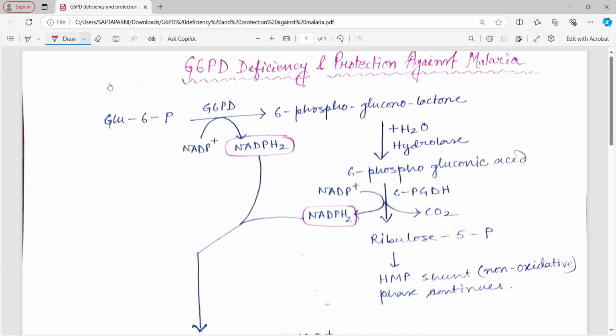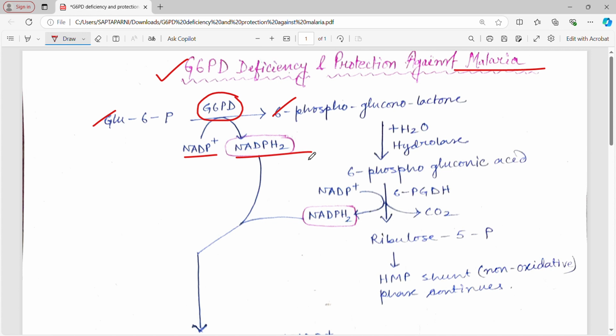So in today's video we are going to discuss G6PD deficiency and how it protects us against malaria. Okay. So as you all know, the G6PD enzyme, or glucose 6-phosphate dehydrogenase enzyme, is the rate limiting enzyme of the HMP shunt pathway, or pentose phosphate pathway, where it converts glucose 6-phosphate into 6-phosphogluconolactone, and during this conversion NADP plus gets reduced into NADPH2.